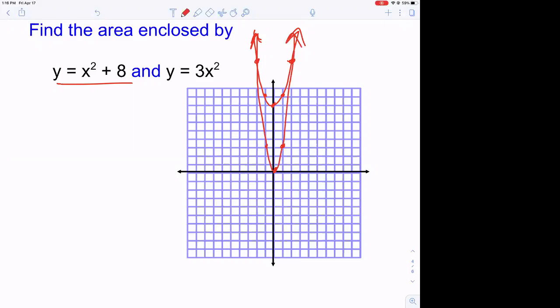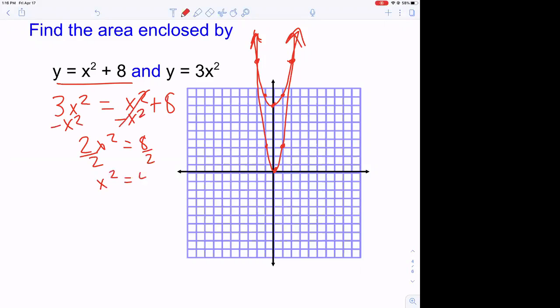And we could double check by setting them equal to each other, right? 3x squared equals x squared plus 8. Subtract x squared: 2x squared equals 8. Divide by 2, x squared equals 4. X equals plus or minus 2. Bam. And if you plug 2 in, you get 12. So these meet at (2, 12) and (-2, 12).